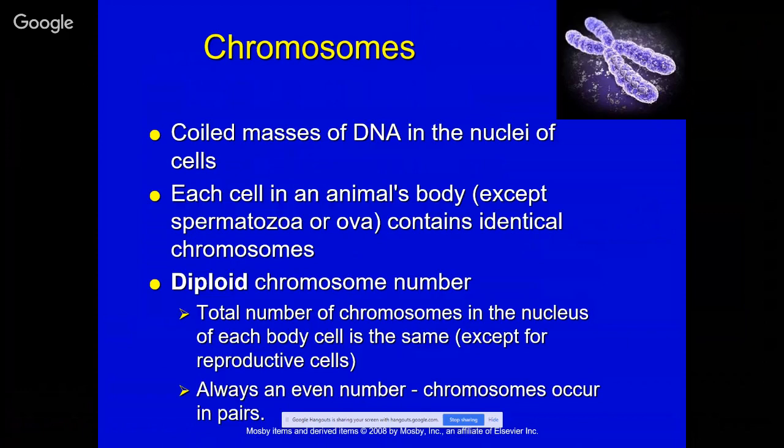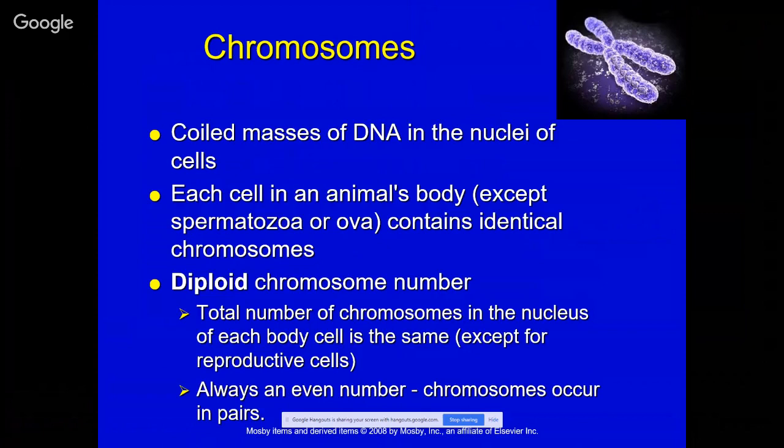Coiled masses of DNA in the nuclei of the cell. Each cell in an animal's body, except spermatozoa or ova, contains identical chromosomes, and they have a diploid chromosome number. This diploid number is the total number of chromosomes in the nucleus of each body cell, and it's all the same for each of these cells within each species, except for those reproductive cells. So the spermatozoa and the ova have half that number.